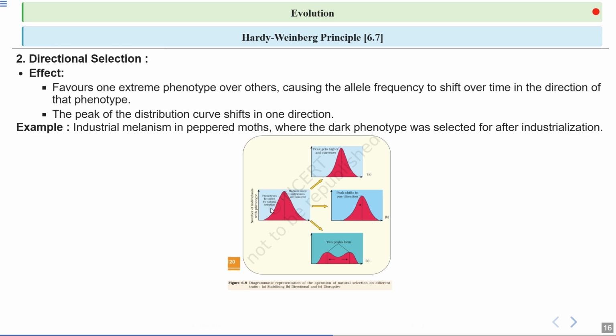Here you can see in image B, this is the image showing you directional selection. Here one of the phenotypes is being selected, so only one of the alleles, you can say, is being selected. So this causes the allele frequencies to shift over time in one direction, because one phenotype is being favored. The original distribution curve is moving in one direction.